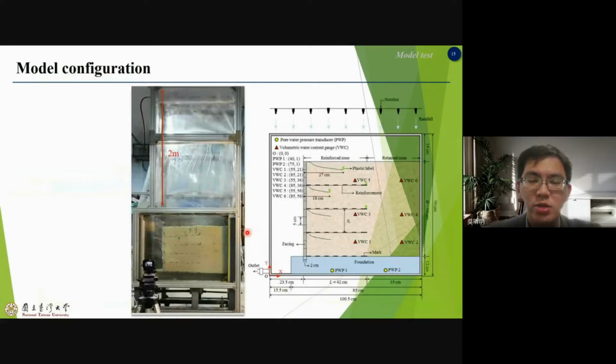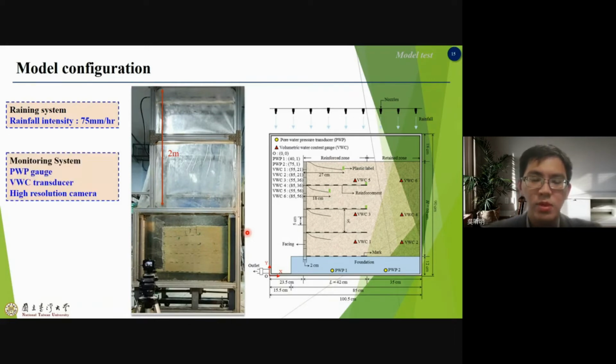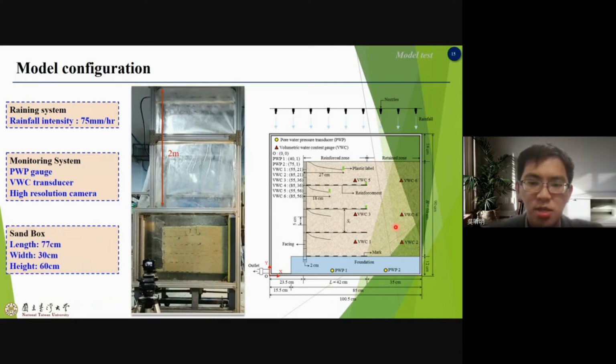The model configuration of this experiment consists of 3 parts. The rainfall system provides a stable rainfall of 75 mm per hour until the end of the test, when the model collapses. The monitoring instruments consist of 2 pore water pressure transducers in the water tank and 6 volumetric water content gauges in the reinforcement zone and the retention zone. And the size of the model is 77 cm in length, 30 cm in width, and 60 cm in height.